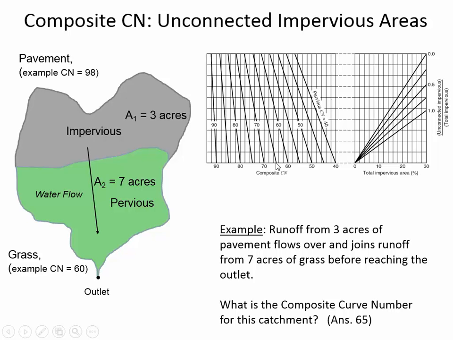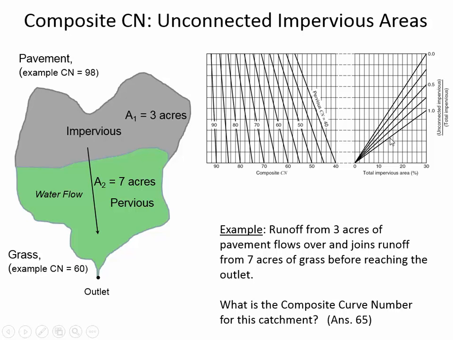And so we are right in the middle where it says composite CN is equal to 65. So if you're following along what the logic is, the first thing is to find this ratio.